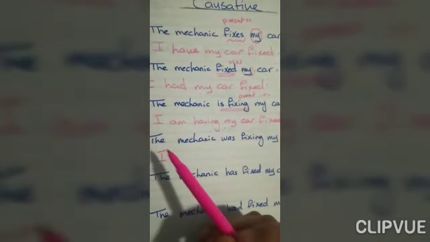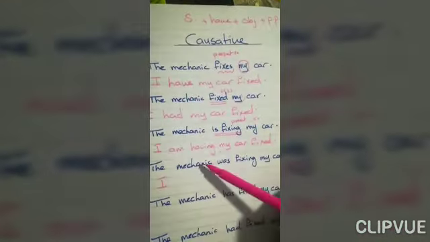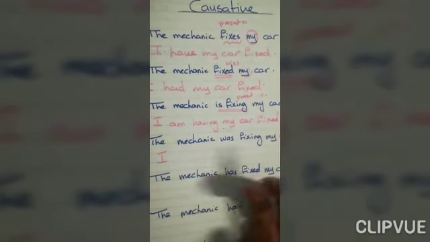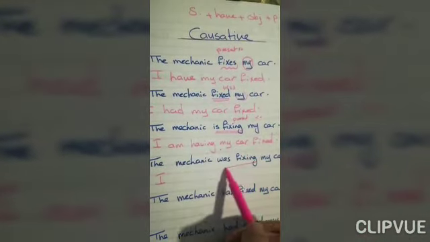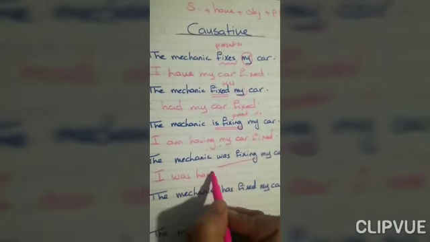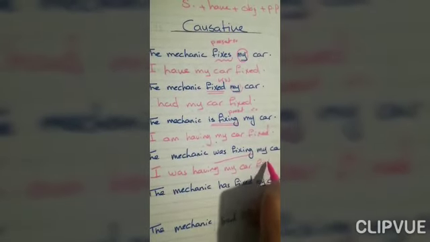What about the next sentence? The mechanic was fixing my car. Again, the subject I use here is not the person who did the action, not the mechanic. It's the person who arranged for somebody to do the action for him. So my car is damaged, so I need somebody to fix it for me. So I have here depends on the tense of the verb. Was fixing is past continuous, so I was having, and the object is my car fixed. Right.